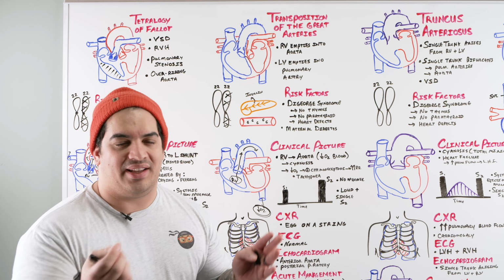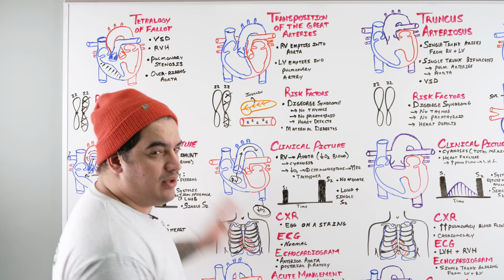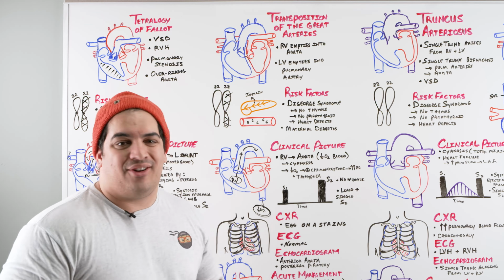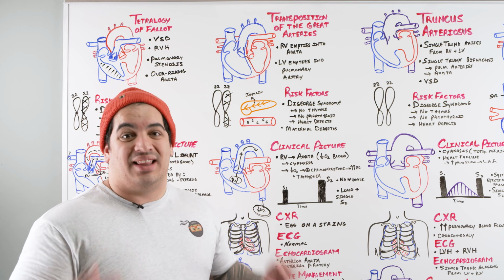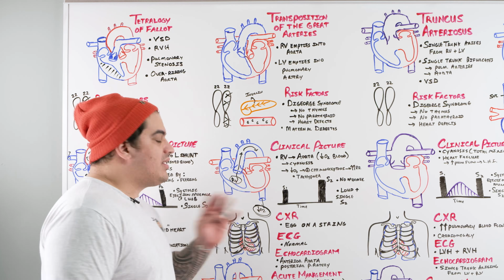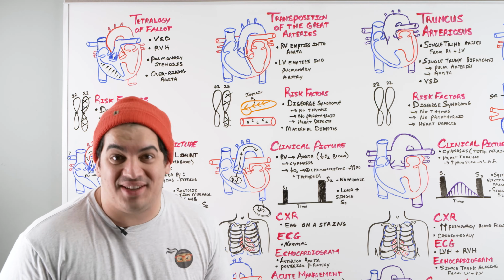There's no murmur, I think, is the big thing to remember for this one. So in the Tetralogy of Fallot, there was the systolic ejection murmur. In transposition of the great arteries, there's really no murmur, and you may just hear a loud S2. That's it. That's all I want you to remember. Okay, let's come down and now talk about the actual diagnostic findings here.